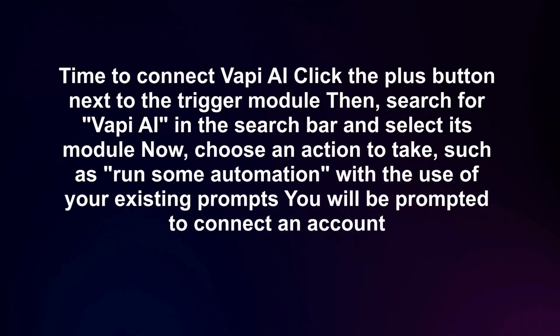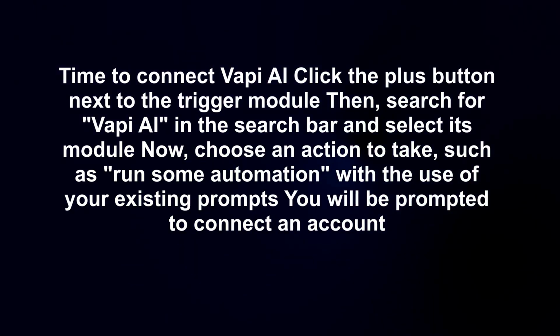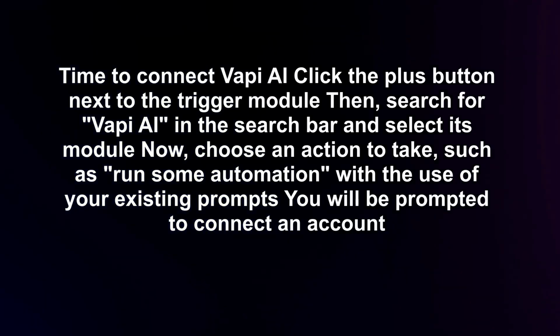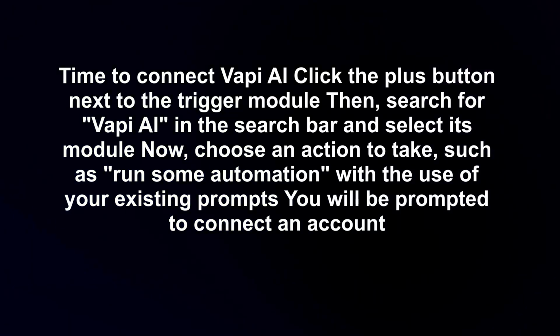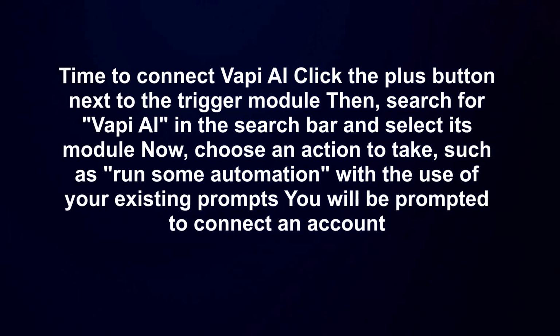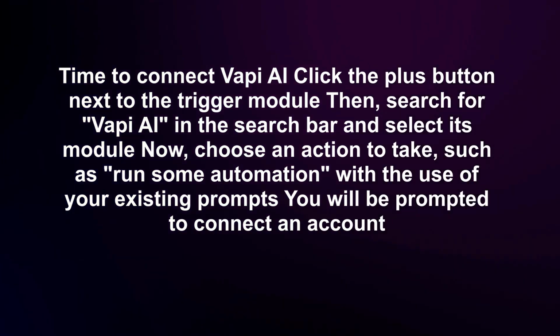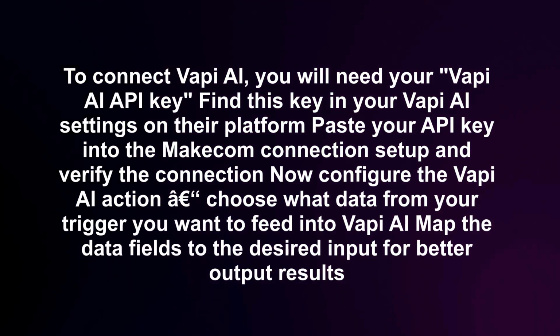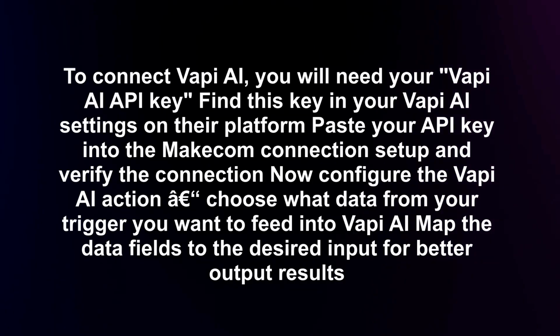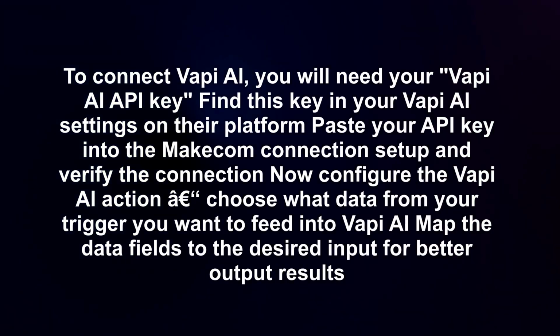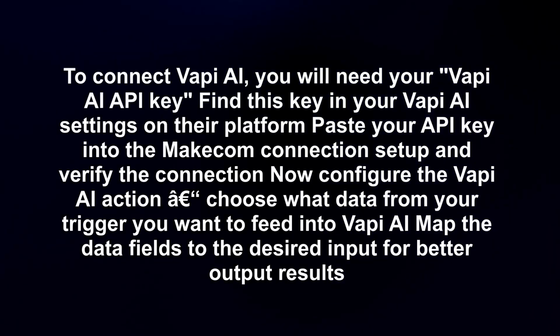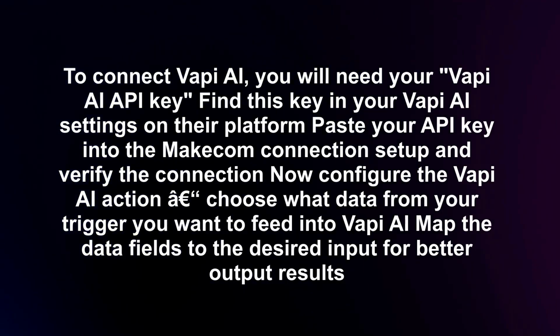Time to connect Vapi Ai. Click the plus button next to the trigger module, then search for Vapi Ai in the search bar and select its module. Now, choose an action to take, such as run some automation. You will be prompted to connect an account. To connect Vapi Ai, you will need your Vapi Ai API key. Find this key in your Vapi Ai settings on their platform. Paste your API key into the Make.com connection setup and verify the connection.